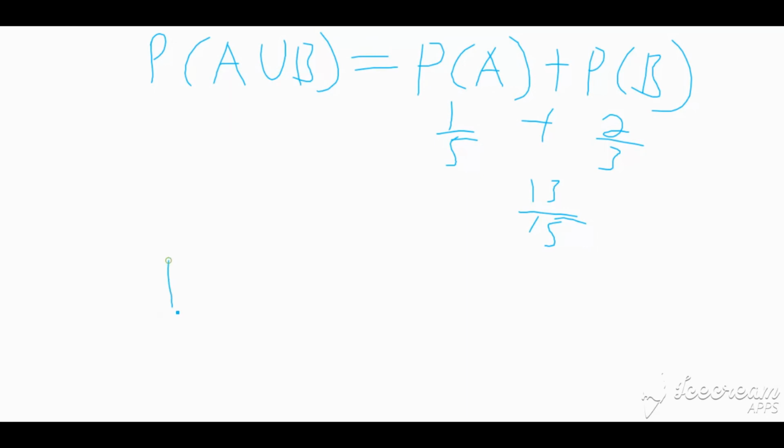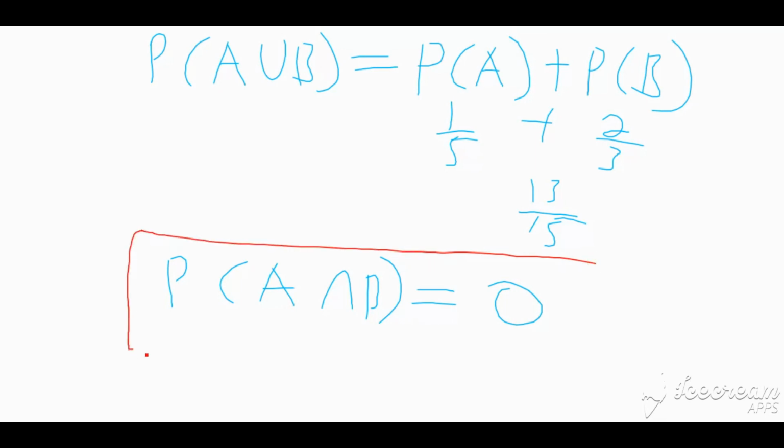Now what about the probability of A and B? What we need to remember here is the definition of mutually exclusive events. These are events that cannot occur at the same time, which means that the probability of A and B will definitely be equal to 0. All right? So it is critical that we remember this information right here.